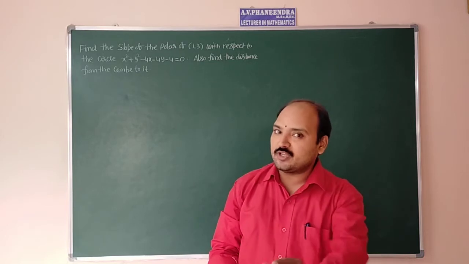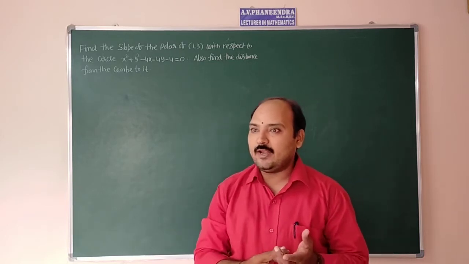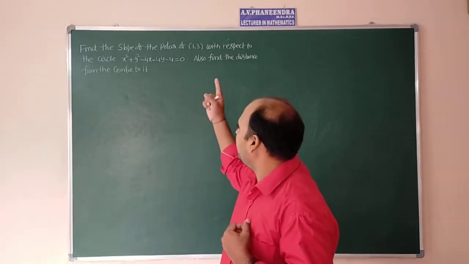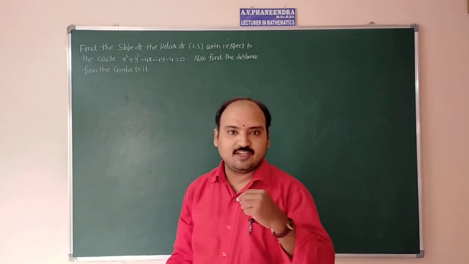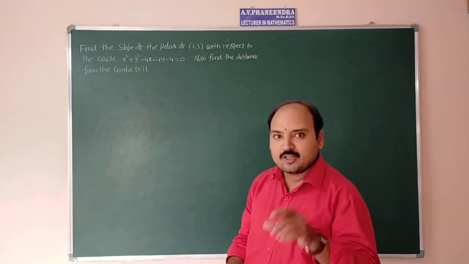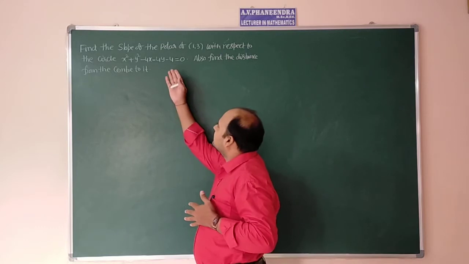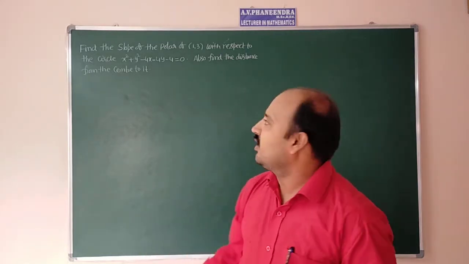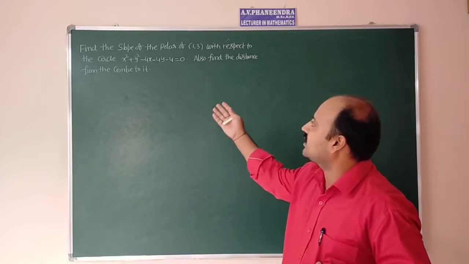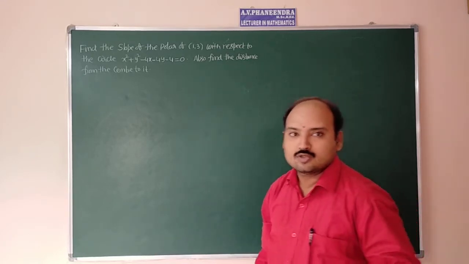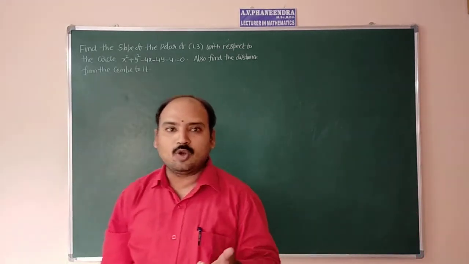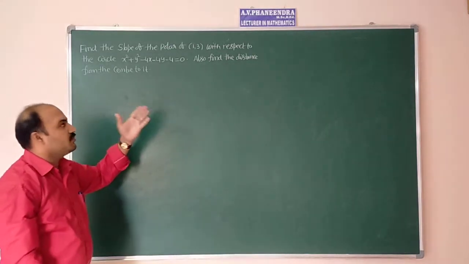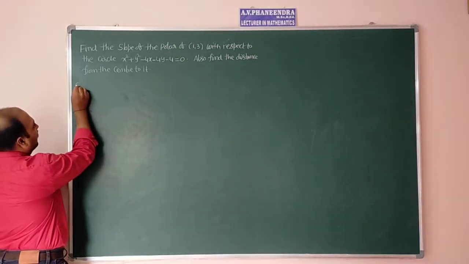First, there are two questions in this. We have to calculate the polar of the point with respect to the circle. Another one, after getting the polar equation, from the circle center find the perpendicular distance. Here distance is nothing but the perpendicular distance from the center of the circle to the polar equation. So first we have to calculate the polar equation of the given point with respect to the circle.